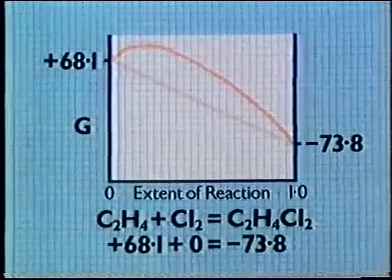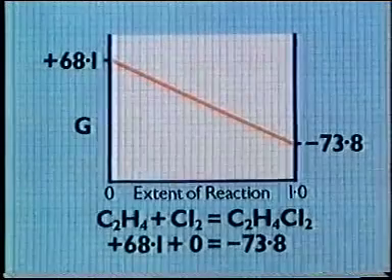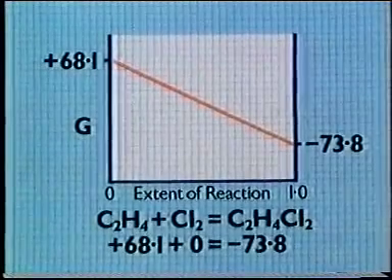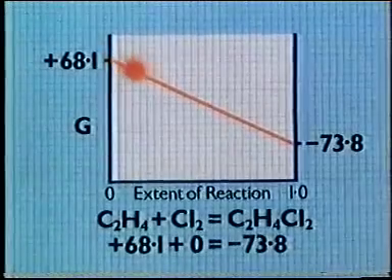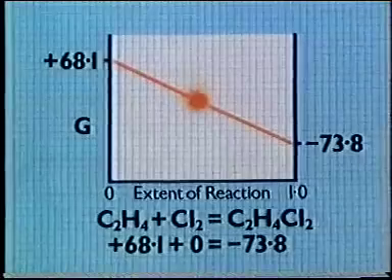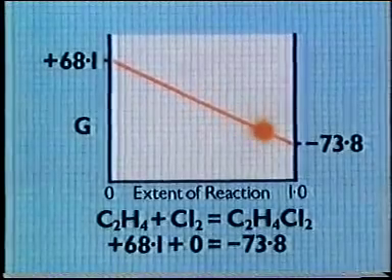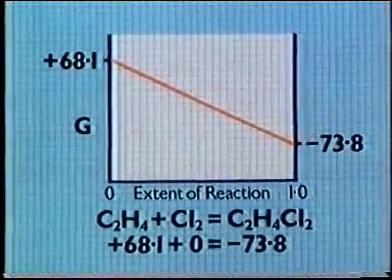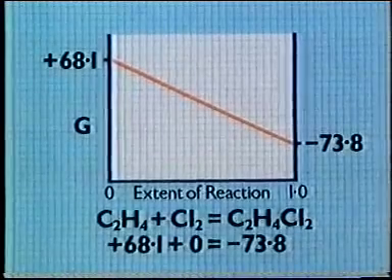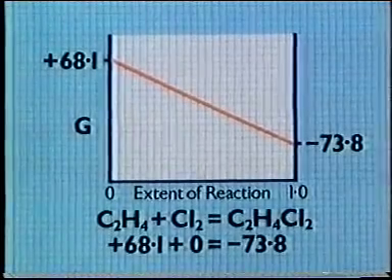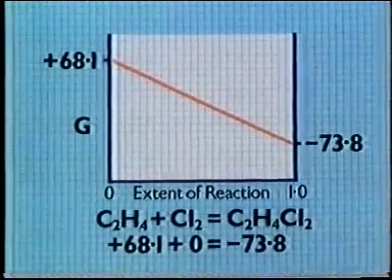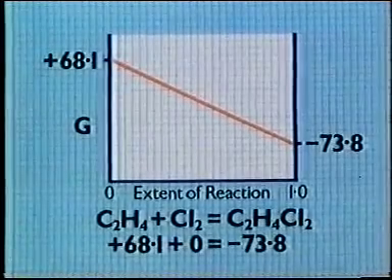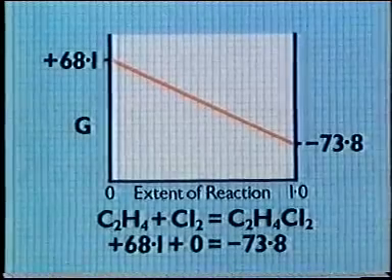Well, how about a straight line joining the 2 points? Does this seem feasible? Well, yes, it does. The Gibbs energy of the system can decrease by a reaction taking place. So reactants will be converted into products. Reaction will continue until the Gibbs energy can decrease no further. This is at extent of reaction equals 1 mole. That is, at pure products. Well, it looks right, doesn't it?